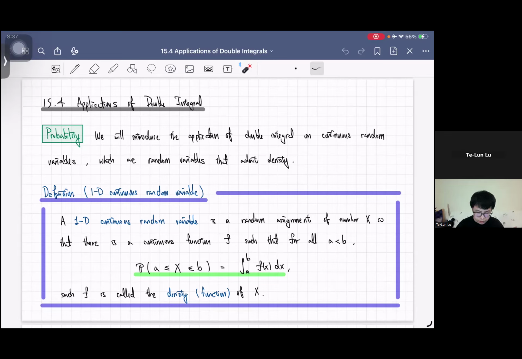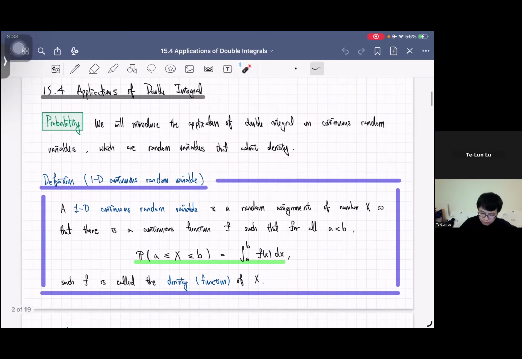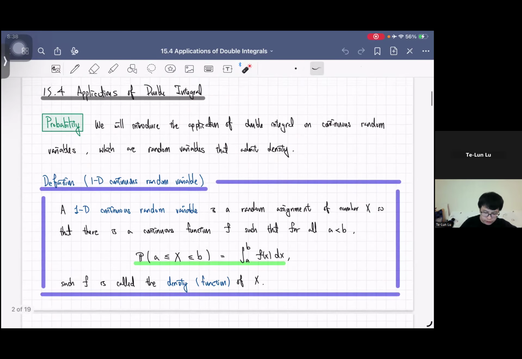Okay, so as I mentioned in the preamble here, we will introduce the application of double integrals with respect to the continuous random variable. And first of all, let me introduce the one-dimensional version, and then I will introduce the higher dimensional version of probability. So the first definition we'll be encountering is the one-dimensional continuous random variable.